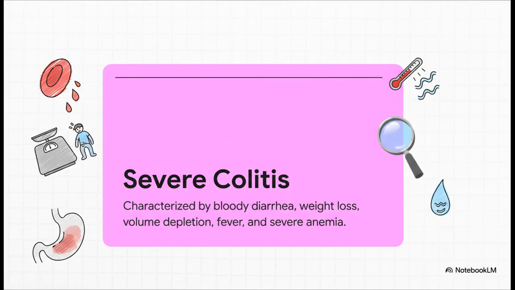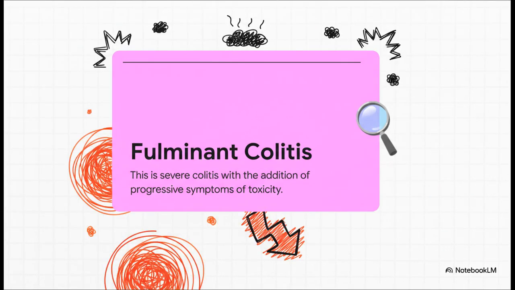Absolutely. So the spectrum really starts with what we call severe colitis, and this is mostly a clinical diagnosis. You're looking for those key symptoms: frequent bloody diarrhea, weight loss, obvious signs of volume depletion, fever, and often severe anemia from all that blood loss. The next level up in severity is fulminant colitis. Now, this has all the features we just talked about with severe colitis, but here's the critical difference. We're now seeing progressive symptoms of systemic toxicity. This patient isn't just sick, they are actively getting worse, even with our initial support.